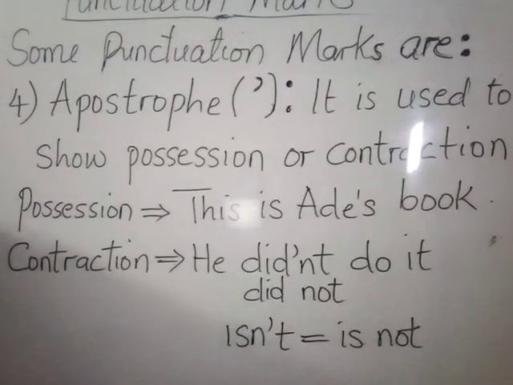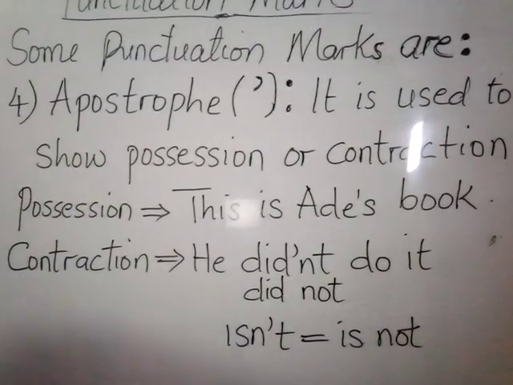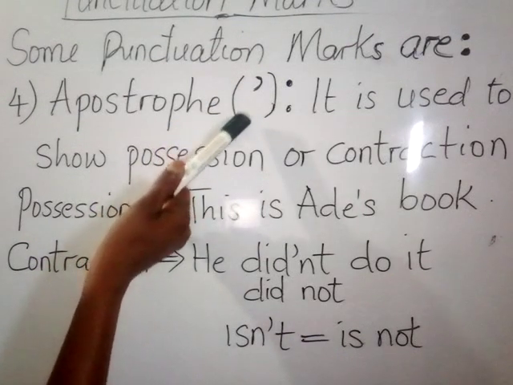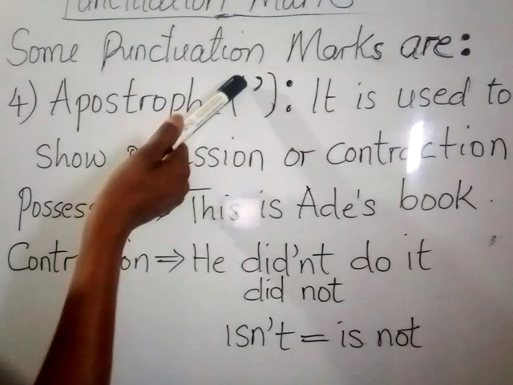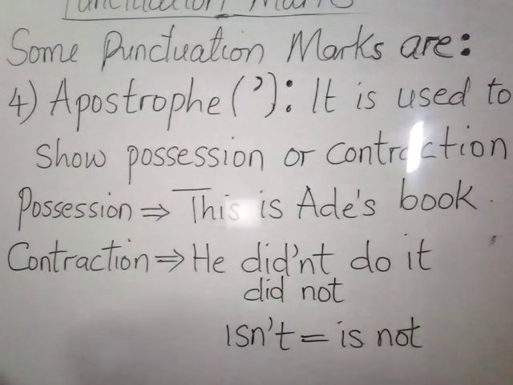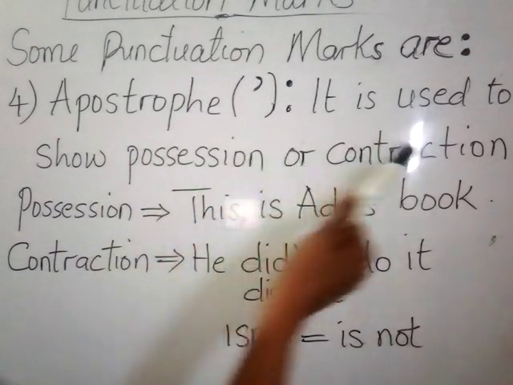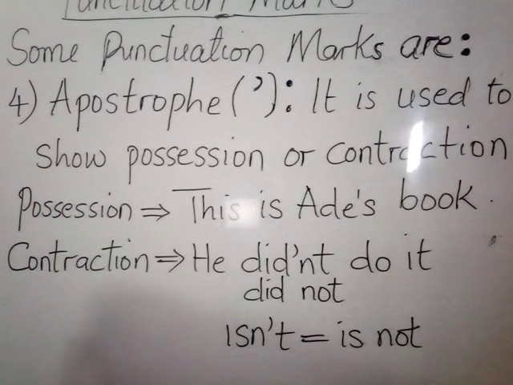All right, the next one we're looking at is apostrophe. Now the apostrophe is just like a comma, but instead of being used at the bottom, it's used at the top. It looks like the comma sign, but it's used at the top of letters or words. And it is used to show possession or contraction. Possession means who owns something, and contraction is when words are squeezed together, not written out in full. Okay, so we use apostrophe.